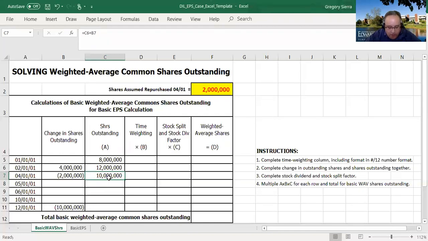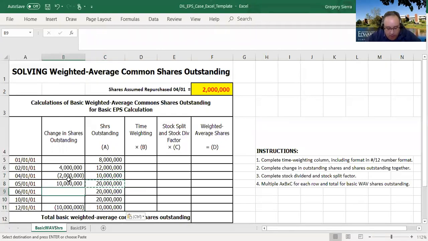On 5-1, the problem tells you there's a 2-for-1 split. If it splits 2-for-1, that means you're going to add what you had as the change, and you'll end up with twice as many, and we can copy and paste that formula from above to get 10 million plus 10 million equals 20 million. So now what I'm going to do is just copy that formula all the way down so we have it in place.